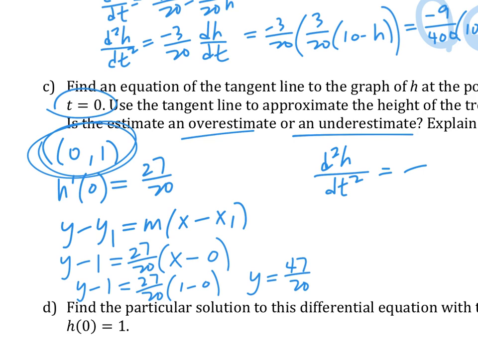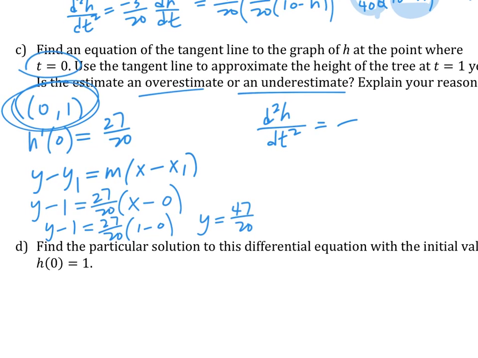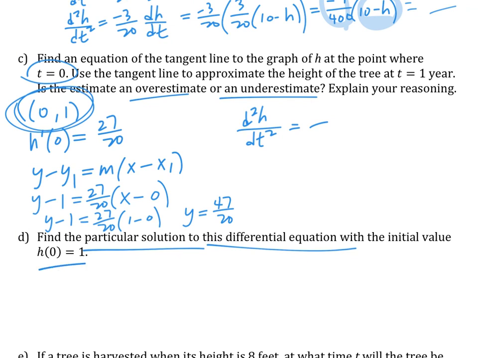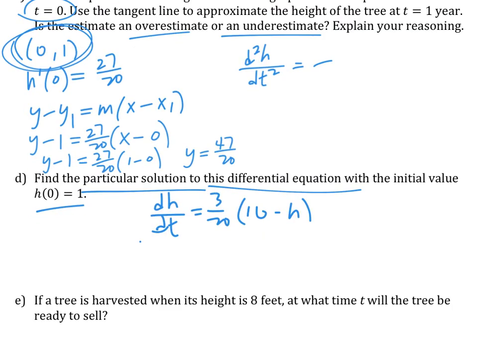Okay, the next question is more straightforward. You just need to find a particular solution to this differential equation. It's the same thing we've been practicing the last 2 days: you're going to take the integral. Finding the solution means integrating with the initial value h of 0 is 1. Just take the whole problem and separate it: h goes on one side, t's go on the other side. So dh/dt is equal to 3 over 20 times (10 minus h), so move all the h to one side: dh times 1 over (10 minus h) equals 3 over 20 dt. Then solve that with the initial value h of 0 is 1.